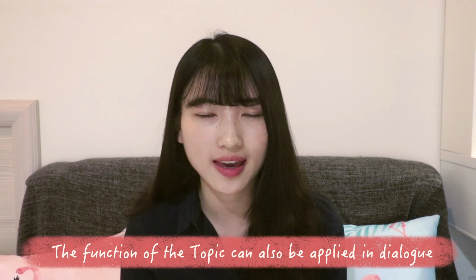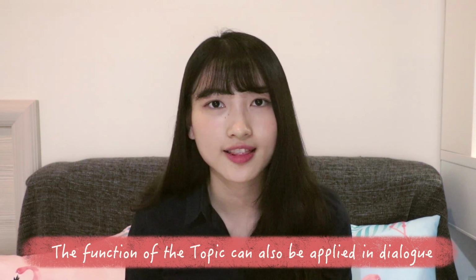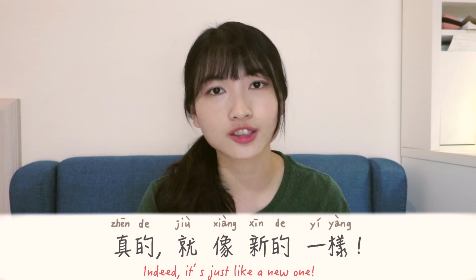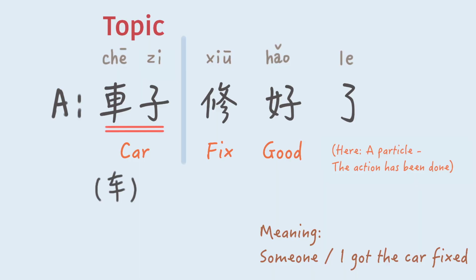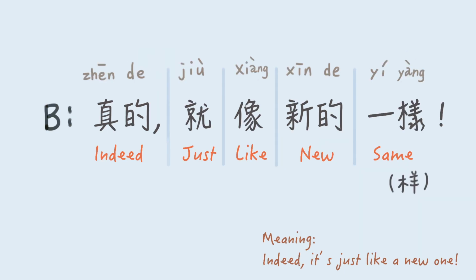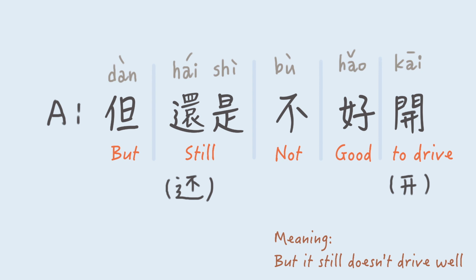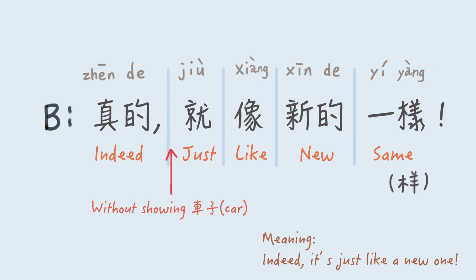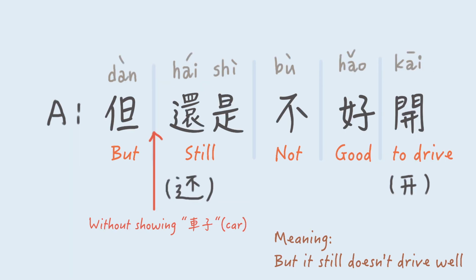The function of the topic can also be applied in dialogue, like this. 车子修好了，真的就像新的一样，但还是不好开。 车子修好了, someone got the car fixed. 真的就像新的一样, indeed, it's just like a new one. 但还是不好开, but it still doesn't drive well. According to the dialogue, you might notice that we don't have to use any noun like car or a pronoun like it to refer to what we are talking about.